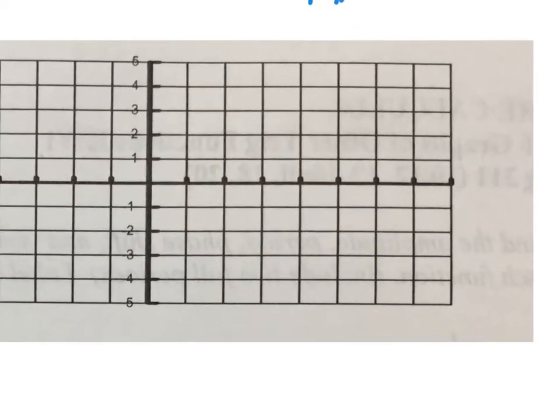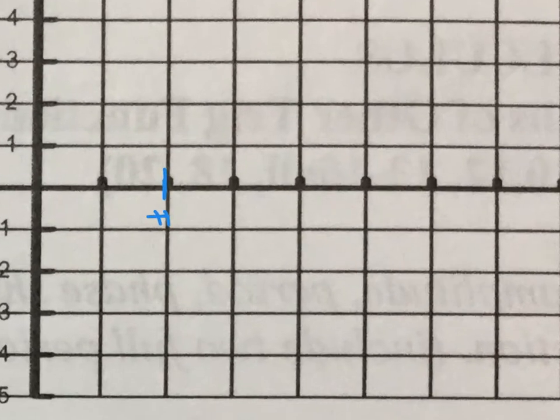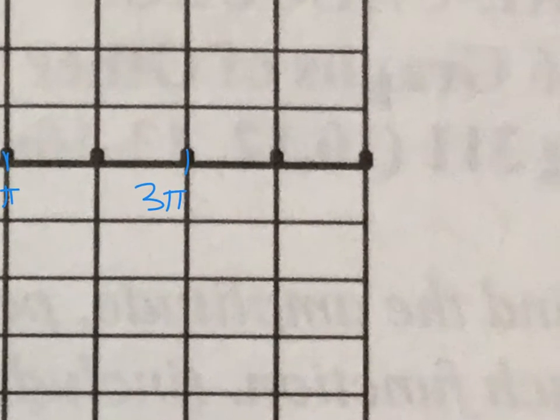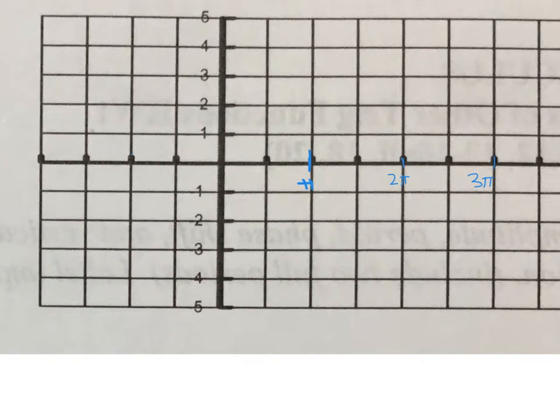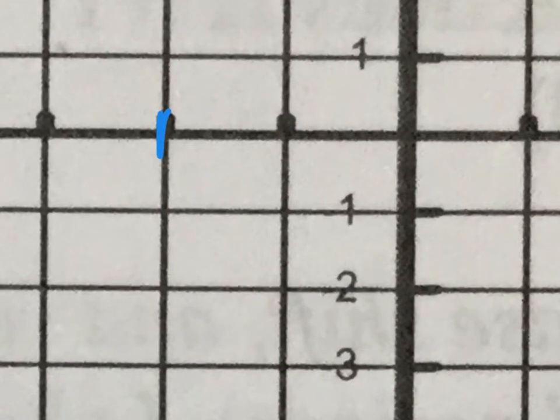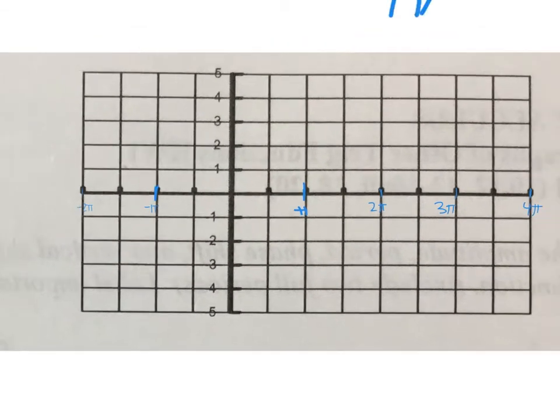So let's label our axes. Every 2 we're going to call pi. There's 1 pi. Here's 2 pi. We'll call this 3 pi. And then this last one will be 4 pi. Okay, it does not really matter how you label it as long as you get in all the information that you need. Here's negative pi, and here's negative 2 pi. Labeling your graph.